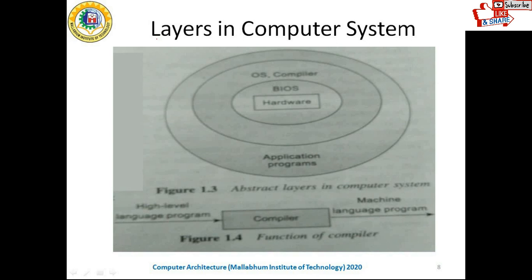And this is the layers of the computer system. Layers of the computer system: this is the OS, BIOS, hardware, application program. Okay, and this is high level language program, compiler, machine level language program.